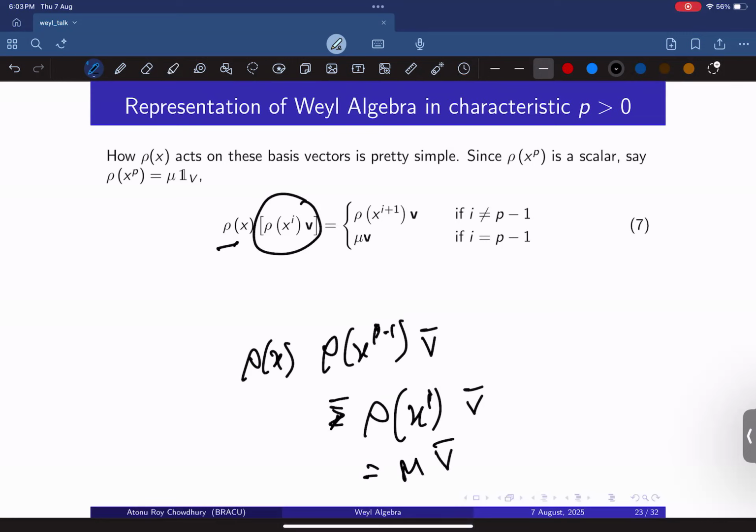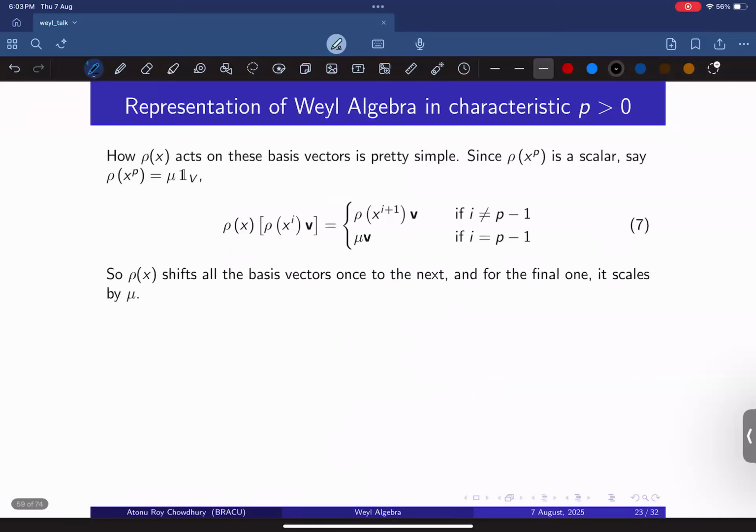So rho of x acting on rho x to the power i v is almost always rho x to the power i plus 1 v, which is the next basis element, except for the last case. In the last case, we get a multiple of the first basis element, multiplied with the scalar mu. So how does this look in a matrix format?